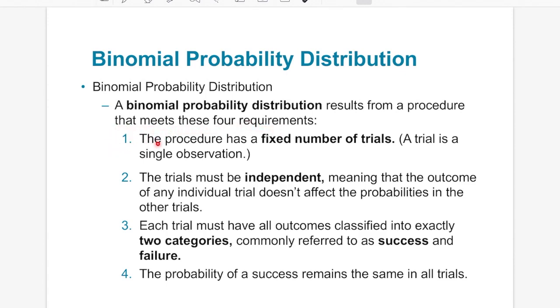First, the procedure has a fixed number of trials. Second, the trials must be independent. Third, each trial must have all outcomes classified into exactly two categories, commonly referred to as success and failure. Fourth, the probability of success remains the same in all trials.